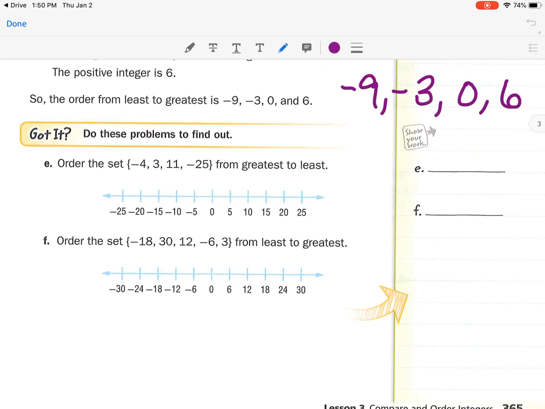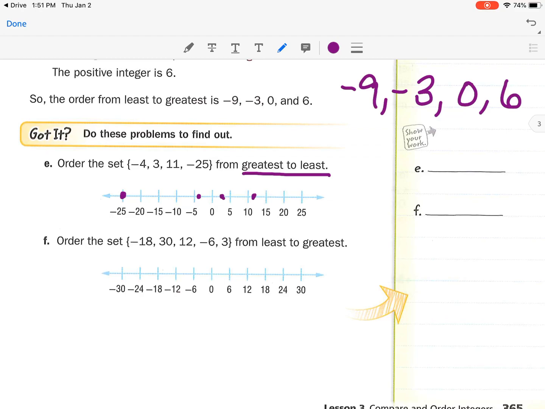It says order the set of numbers from greatest to least. So now we're doing the opposite, not going from least to greatest, but now greatest to least. So let's first mark these on the number line. So -4 is going to go right here. And then I have 3, which might go right here. And then 11, which will go right about there. And then -25, which would go right about there. So make sure that you have your dots all lined up.